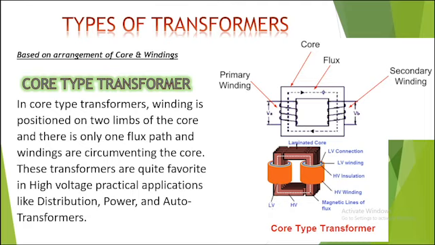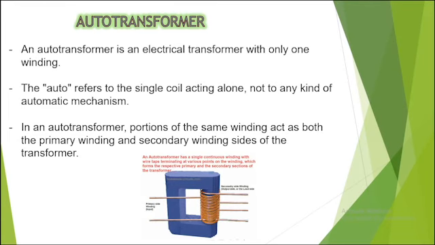These transformers are quite favorite in high voltage practical applications like distribution, power, and auto transformers. Auto transformers. An autotransformer is an electrical transformer with only one winding. Auto refers to the single coil acting alone, not to any kind of automatic mechanism. In an autotransformer, portions of the same winding act as both the primary winding and secondary winding sides of the transformer.